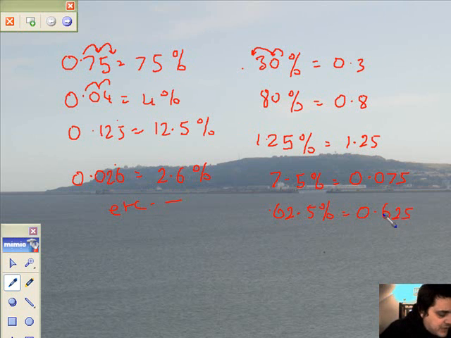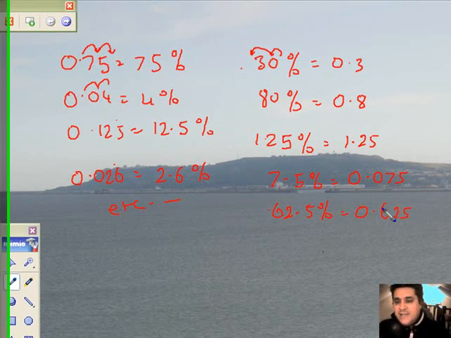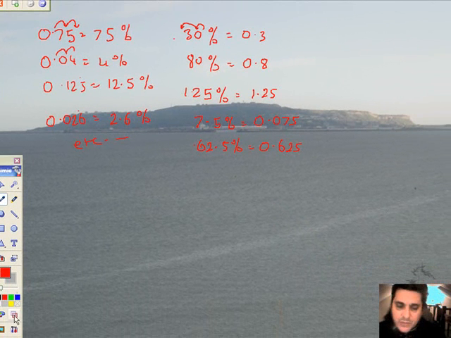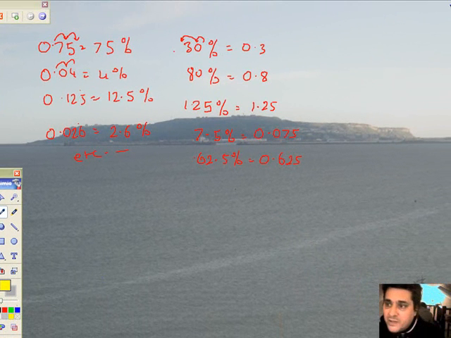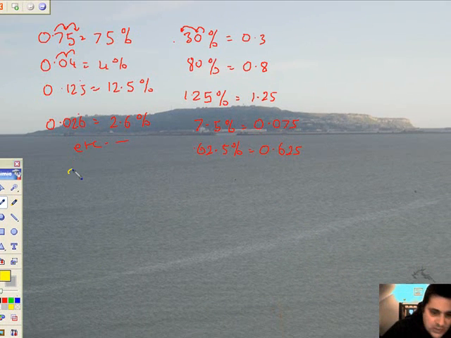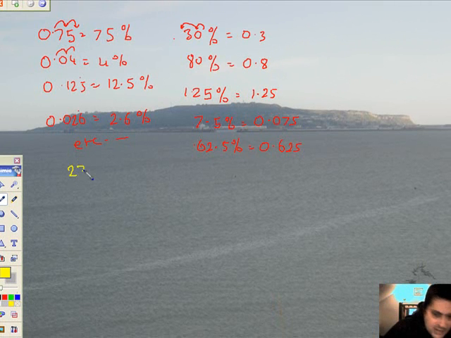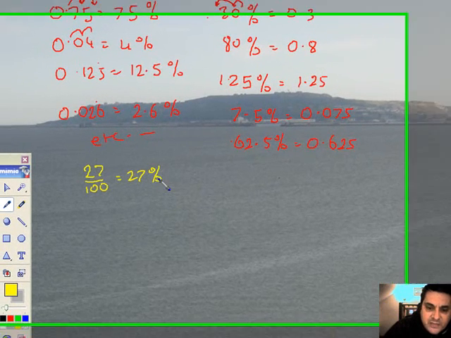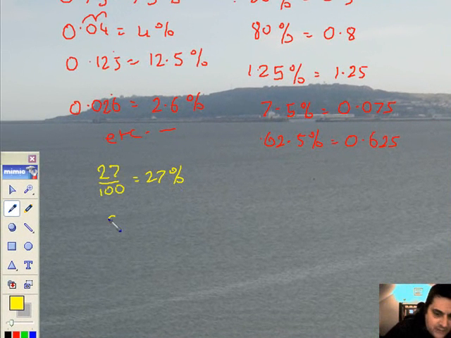Question 4, change each fraction to a percentage. Well, a lot of these are straightforward. If you do get stuck and it's a calculator unit, you can of course grab your calculator, divide the top number by the bottom number, your numerator by the denominator. So here's a nice easy one to begin with. I've got 27 over 100, clearly 27%, no problem with that one. I've got 9 over 10, I'm not going to use a calculator. That's 90 over 100. That gives us 90%.